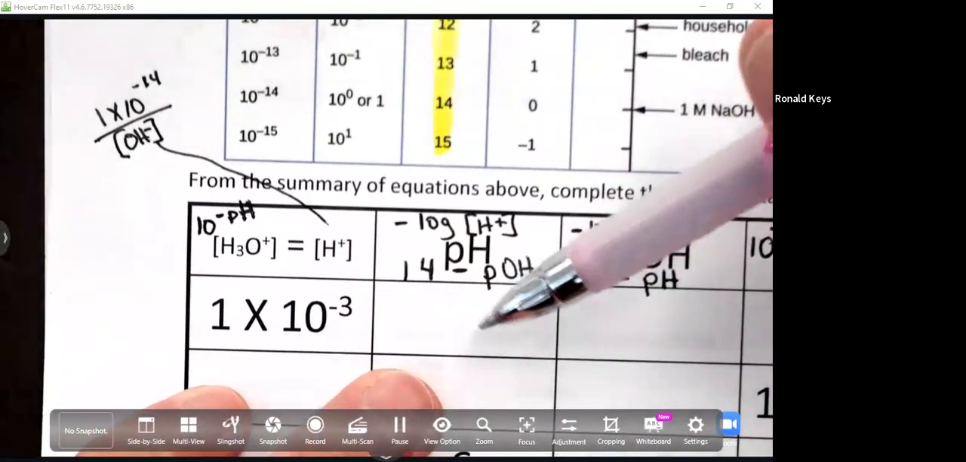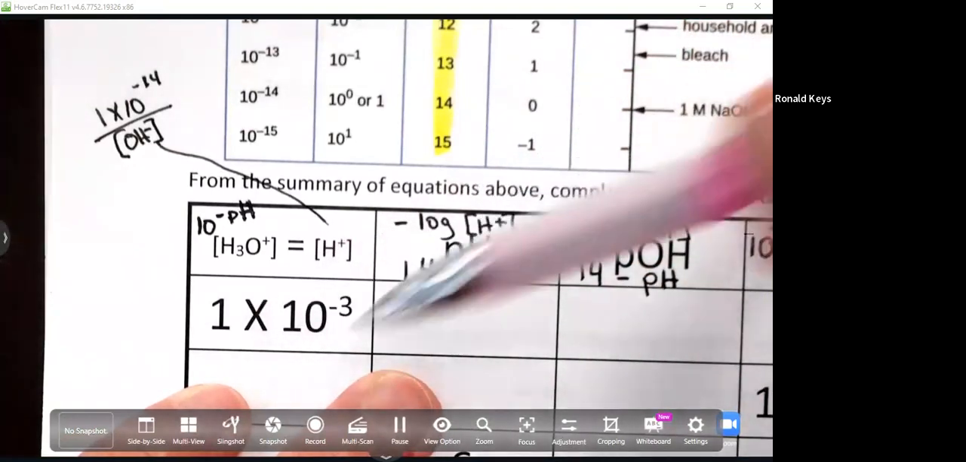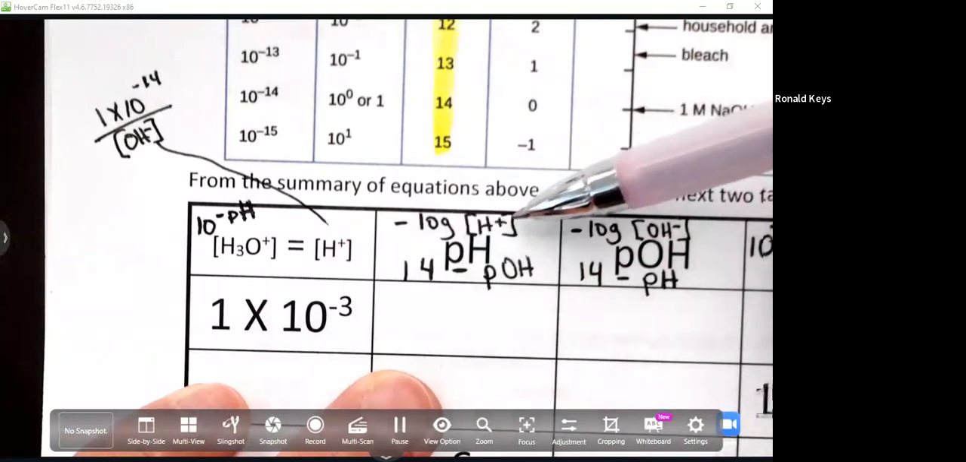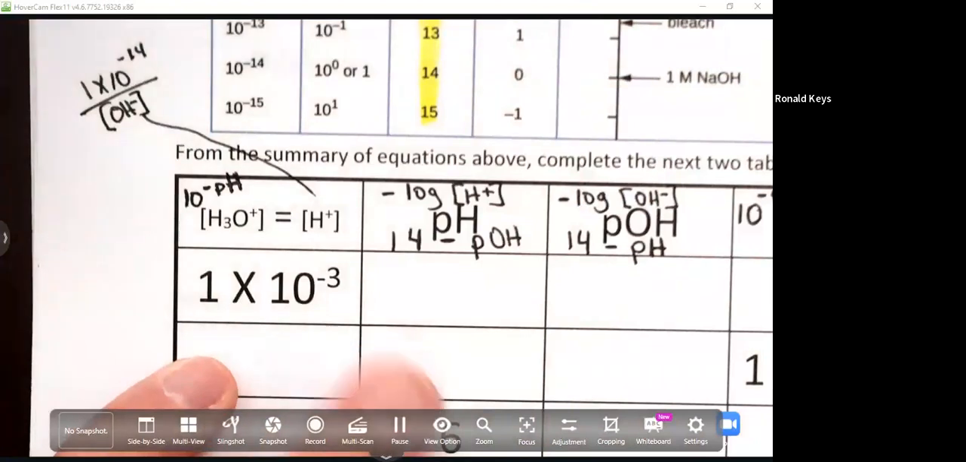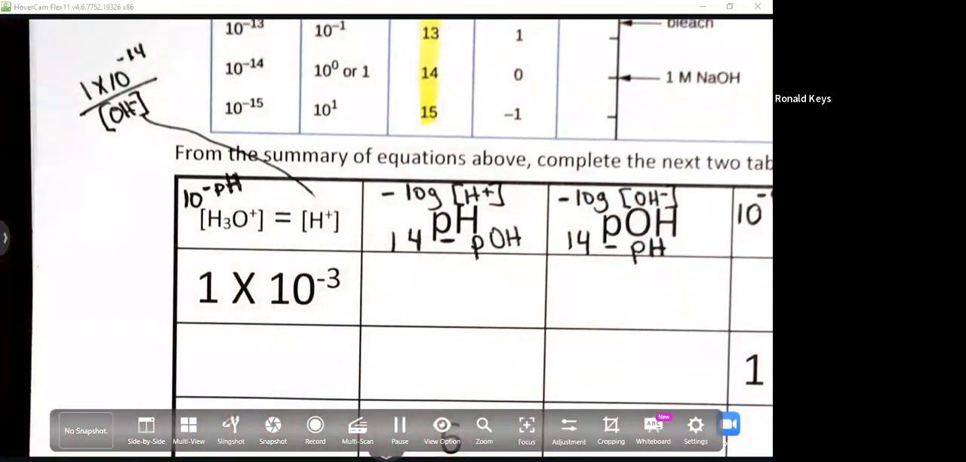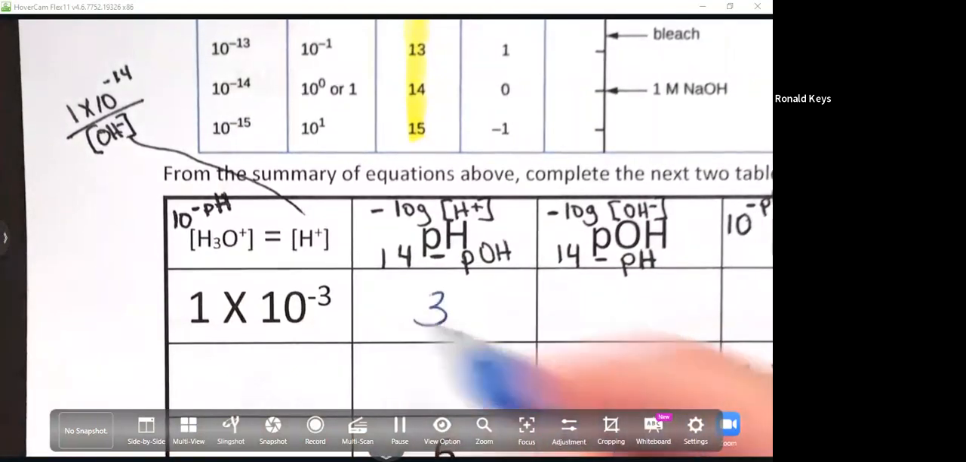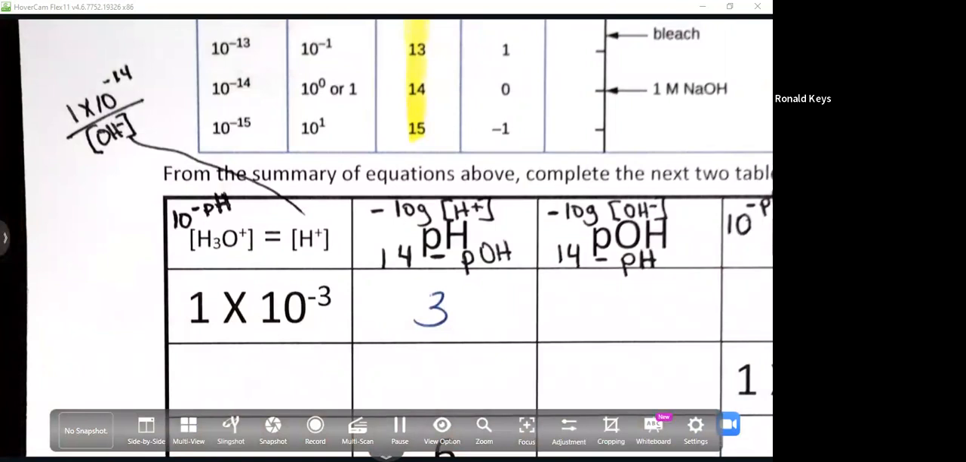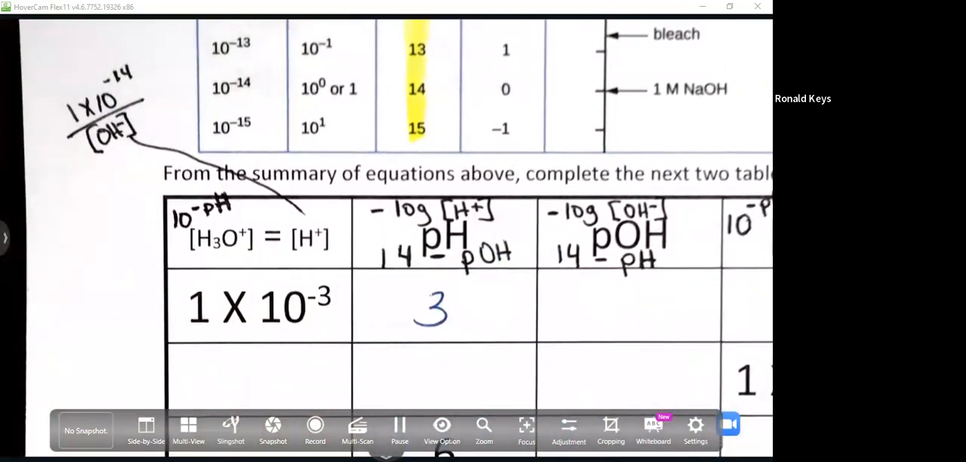All right, grab your calculator. Take the negative log of 1 times 10 to the minus 3. What do we get? We get negative 3, but this negative makes it a positive 3. So we get a positive 3.